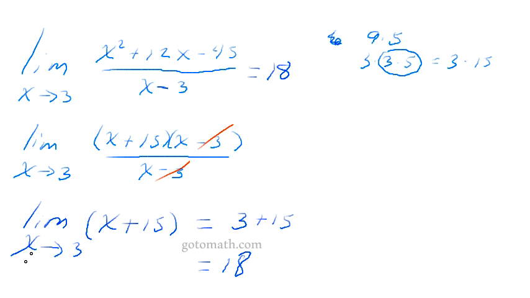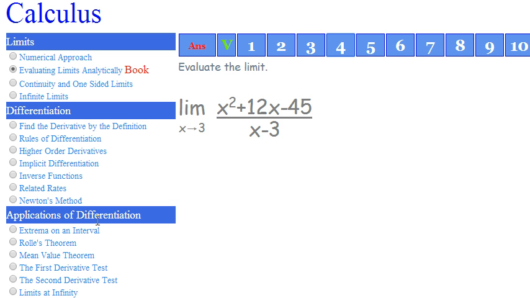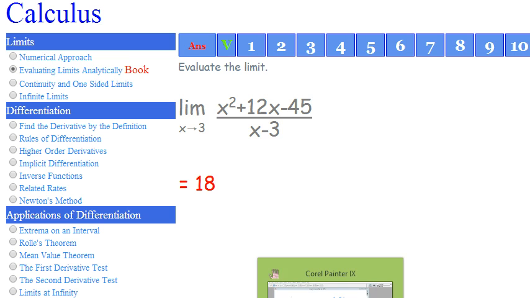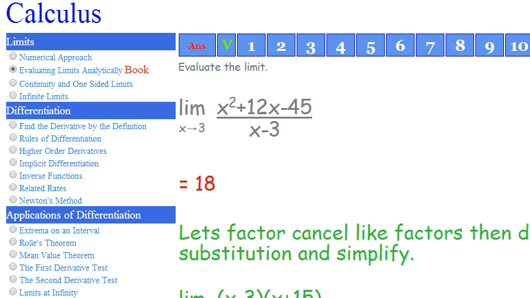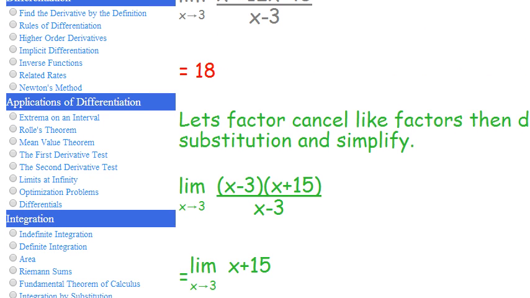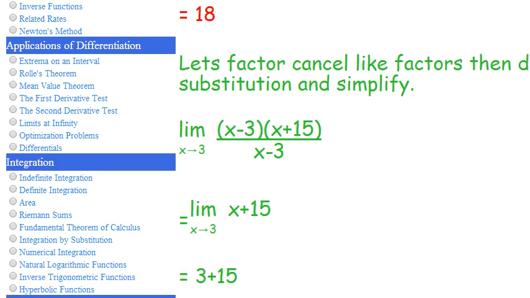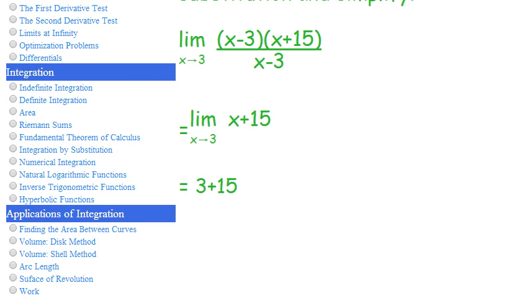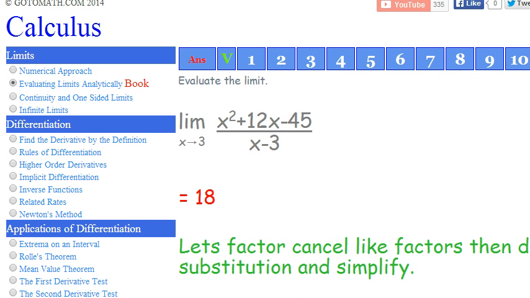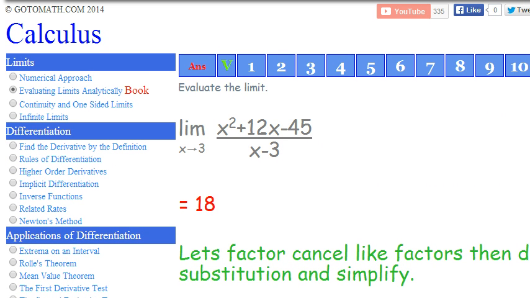Now let's head back over to the page, and we got 18. Isn't that what we got? I've already forgotten what we got. Yeah, 18. Okay, good. And then of course come over here, hit help, and I kind of explain what's going on in here, just like I worked out on the board, right? So that's some really good help.